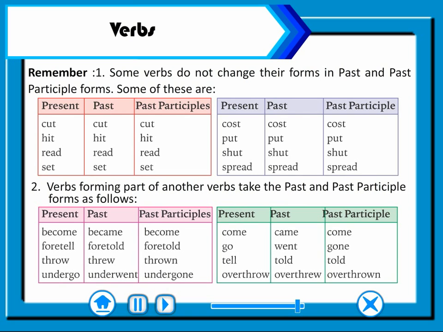Verbs forming part of another verb take the past and past participle forms as follows. Present, past, past participle. Become, became, become. Foretell, foretold, foretold. Throw, threw, thrown. Undergo, underwent, undergone. Come, came, come. Go, went, gone. Tell, told, told. Overthrow, overthrew, overthrown.